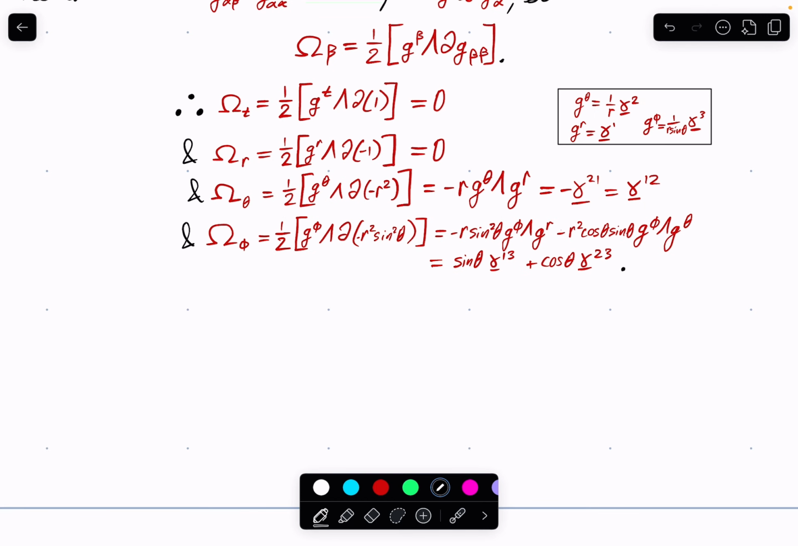So now we have the connection bivectors. We have 0, 0, 0, gamma 1, 2, sine theta gamma 1, 3, plus cosine theta gamma 2, 3.